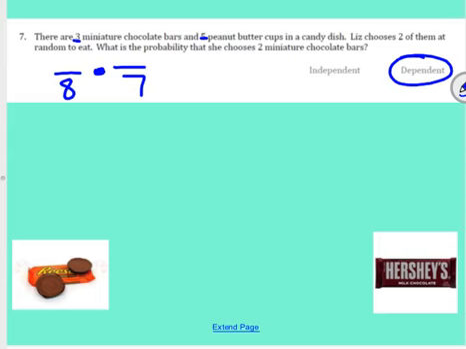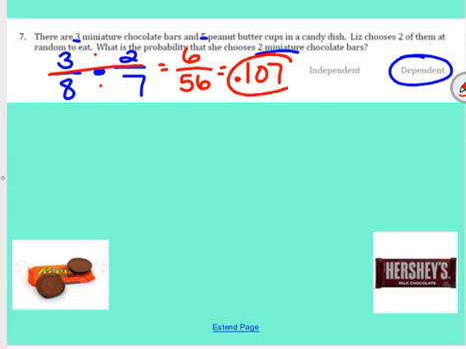So she chooses 2 of them at random. What's the probability she chooses 2 miniature? Well, there's only 3 to start with, and if I take one the first time, now I'm at 2. Fun fact for you, if you want to get good, when you multiply straight across, so you're doing like 3 times 2 is 6, 8 times 7 is 56. Alright, so you could do 6 divided by 56, and you would get 0.107. So that is the probability, and those are definitely dependent events.